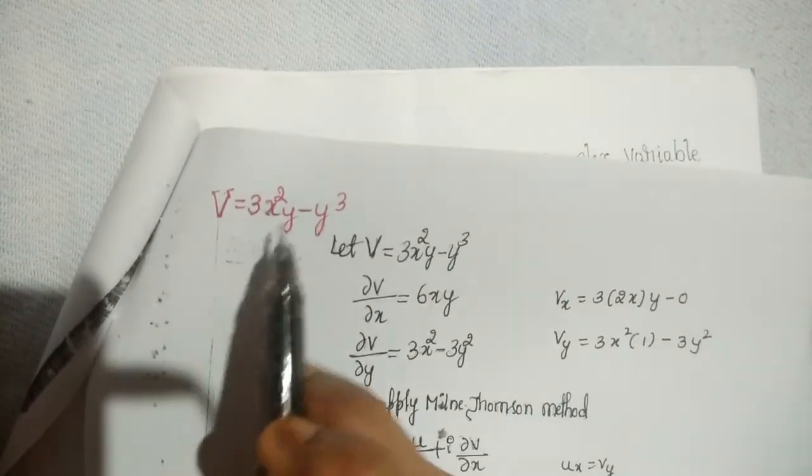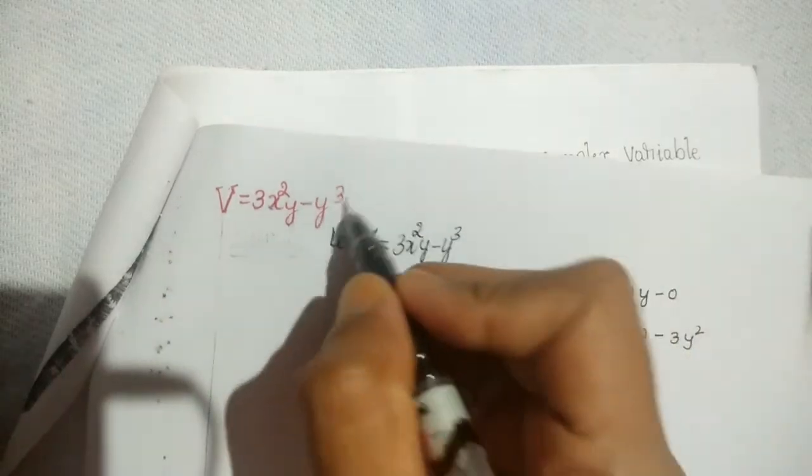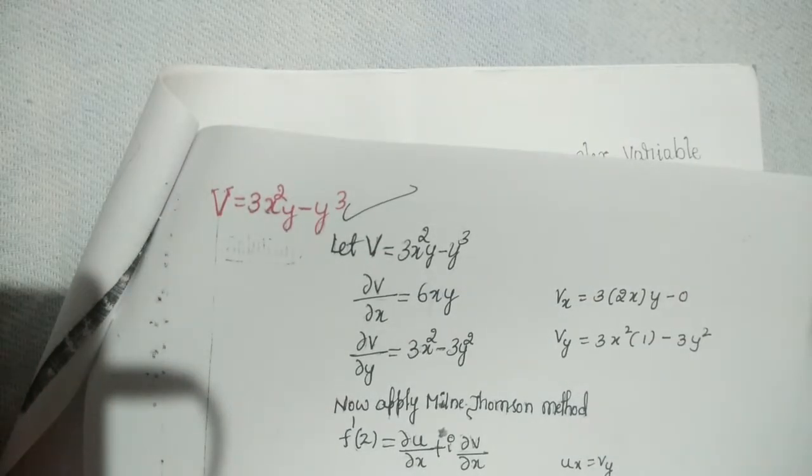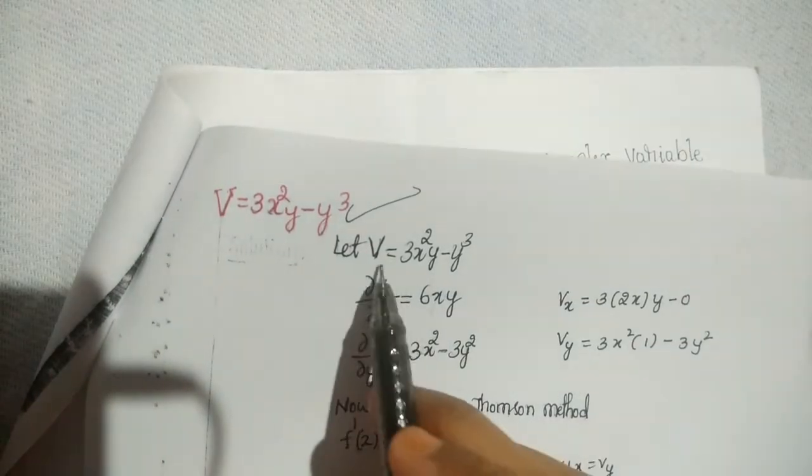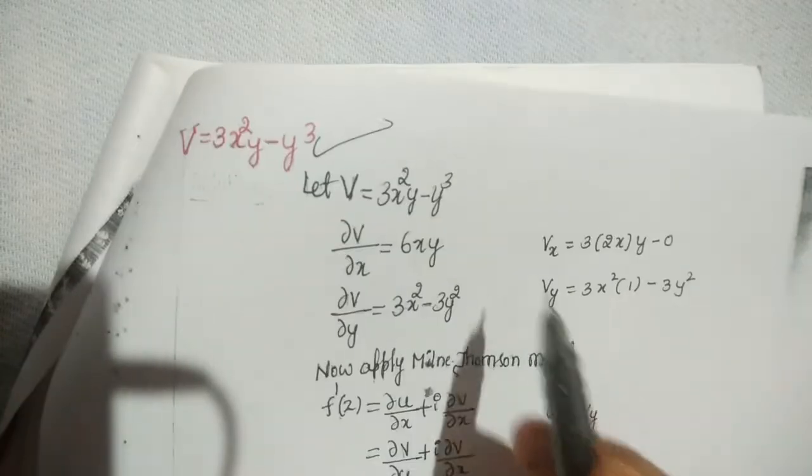Next problem is related to when the imaginary part is given. So this one is the next problem. V is equal to 3x square y minus y cube. That is, the imaginary part is given. Find out the analytic function. So consider that V is equal to 3x square y minus y cube.